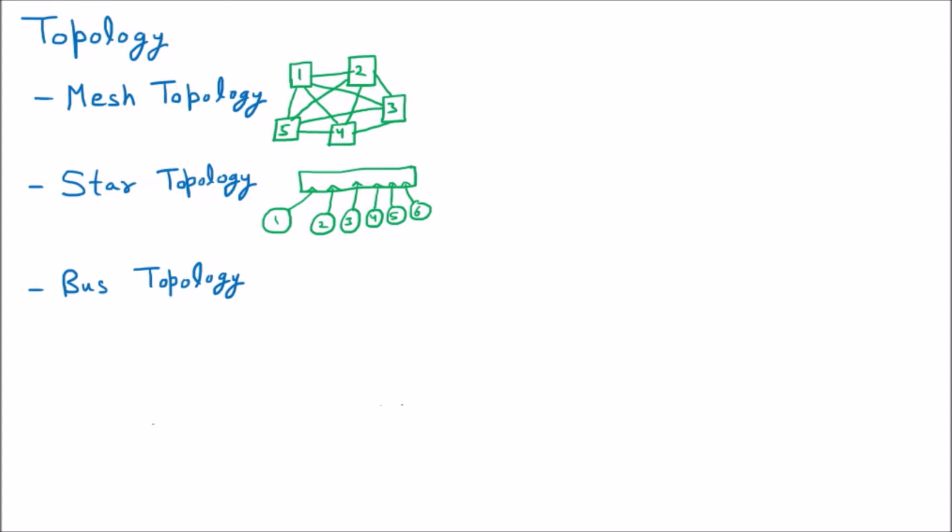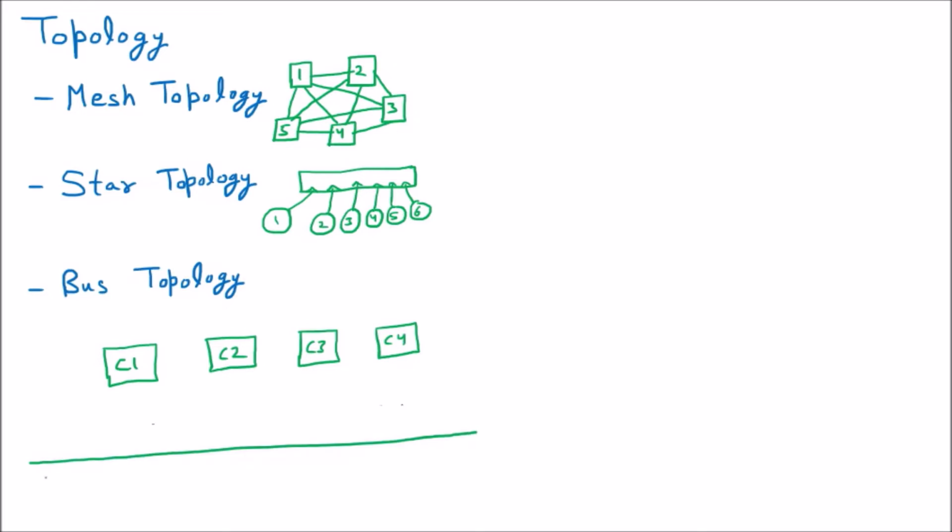Let us suppose that there are a few stations. We know that stations are the computers. So let us suppose C1, C2, C3 and C4. Let us suppose four computers are there and there is a cable. Now one cable is present. Now all these computers are connected with that cable. The cable is also known as the bus. That's why we say it is the bus topology. So we can say that it is the bus.